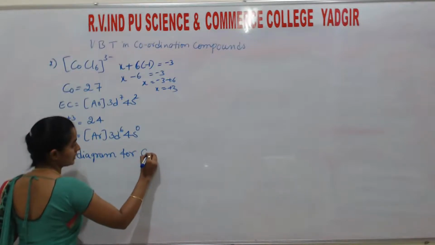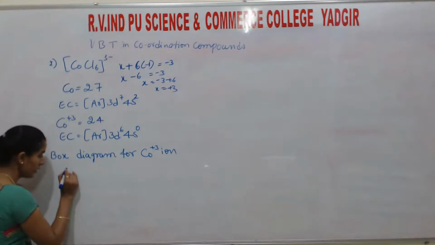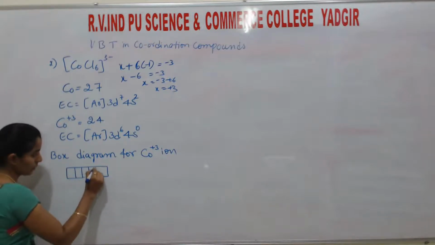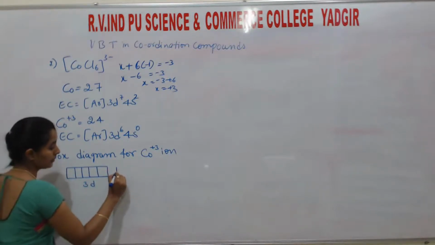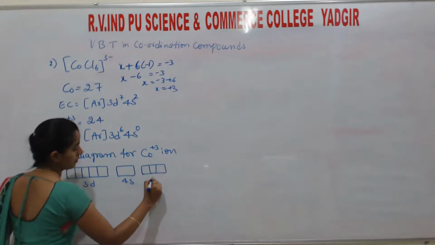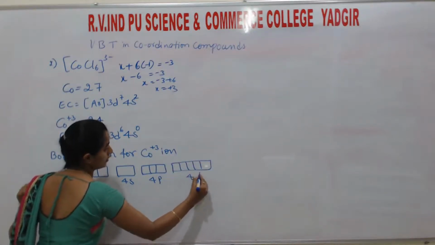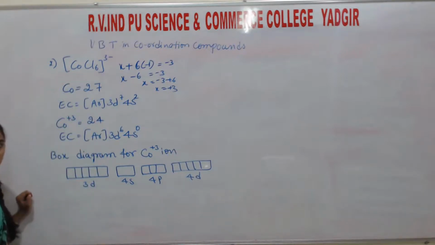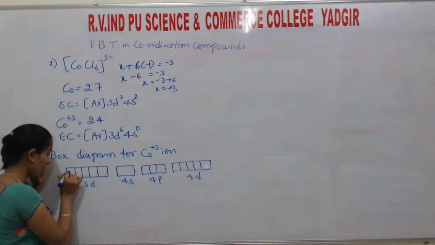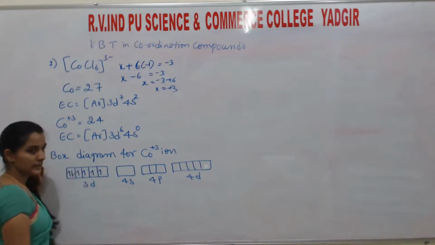Okay. So next thing is writing the box diagram for the Co3+ ion. Okay, students. Here this is the 3d orbital, 4s orbital, 4p orbital, and 4d orbital. Okay, here 6 electrons are there in the d orbital, means 1, 2, 3, 4, 5, 6.